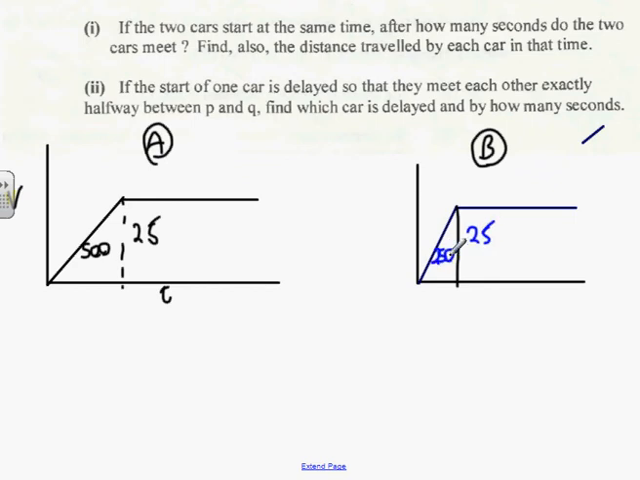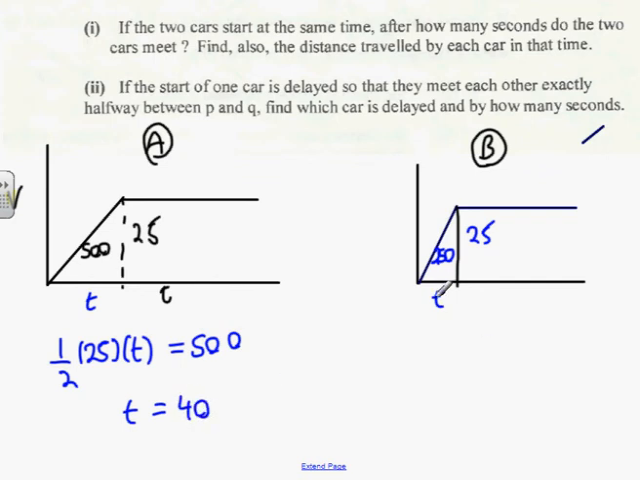Now what I did to find the T here was the area of a triangle. Half times 25 times T equals 500, and then I solve for T, and I get T equals 40. And on the other one, half times 25 times T equals 250. In this case, T equals 20. Right, so using the velocity time diagram.